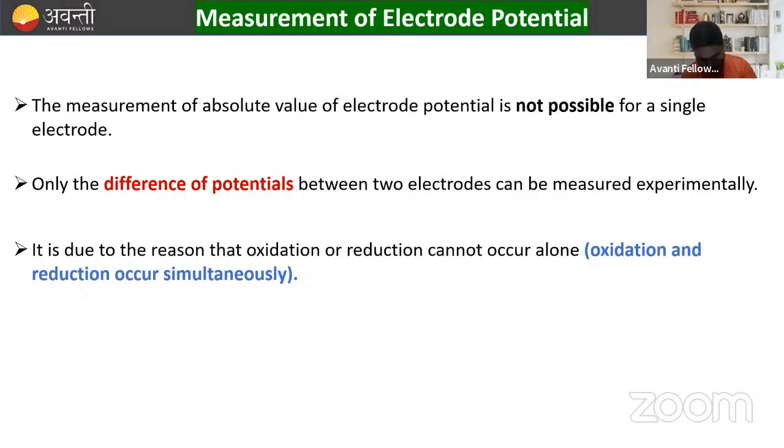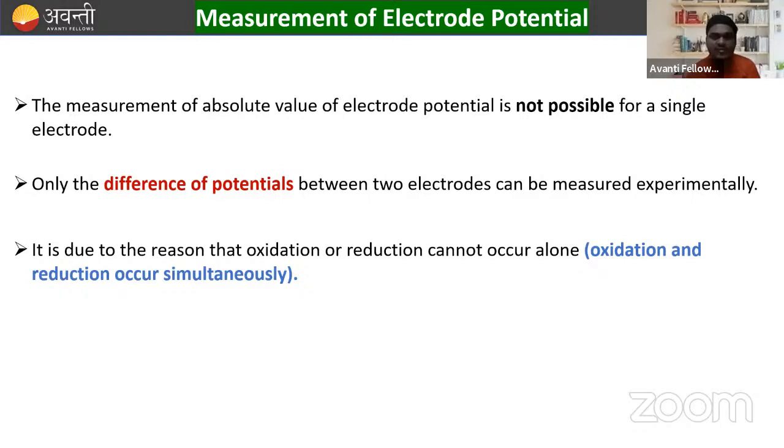So, the measurement of the electrode potential. The measurement of the absolute value of the electrode potential is not possible for a single electrode. Only the difference of potential between the two electrodes can be measured experimentally. It is due to the reason that oxidation or reduction cannot occur alone. Basically, oxidation and reduction occur simultaneously.